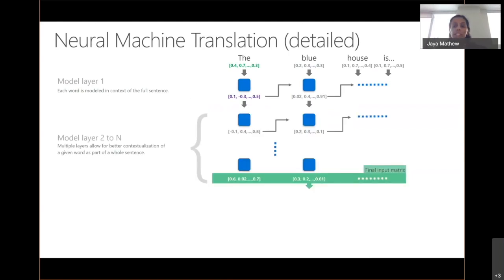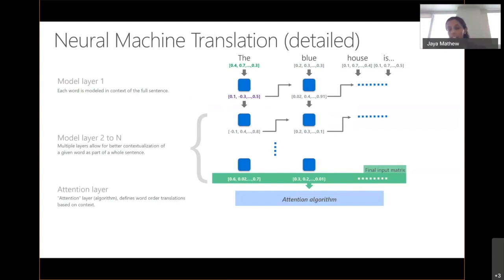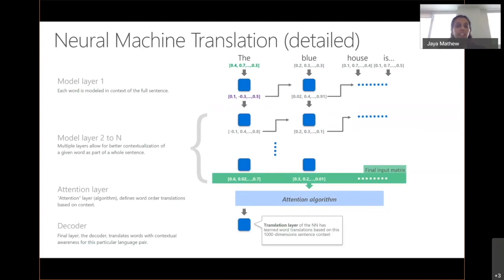Then it comes up with this final input matrix. Then, as we know, we need this attention algorithm for better translation. So attention defines the word order translations based on context and which word maps to which one in the target language. So then finally you have the decoder layer, which translates the word with the context awareness for the particular language pair.